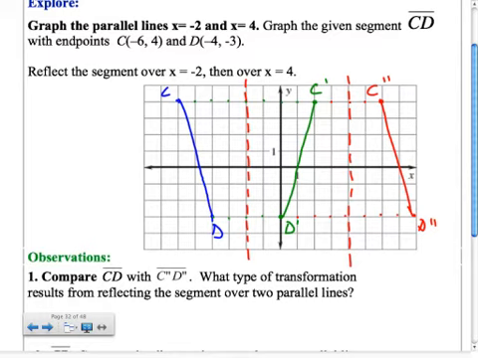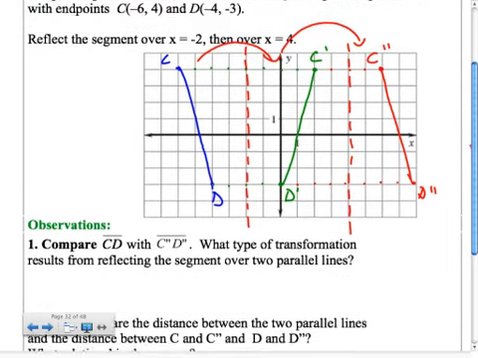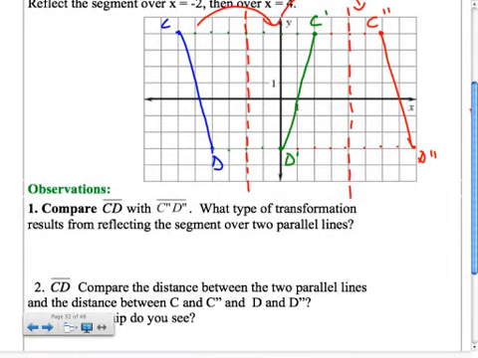Okay, and so you'll notice a couple questions here. Number one, compare CD with C double prime, D double prime. What type of transformation results from reflecting the segment over two parallel lines? You'll notice once you reflect it over both lines, I could have easily gone from the original CD to C double prime, D double prime by simply translating, just sliding it over. Okay, so when you reflect over two parallel lines, it's the same as just translating.